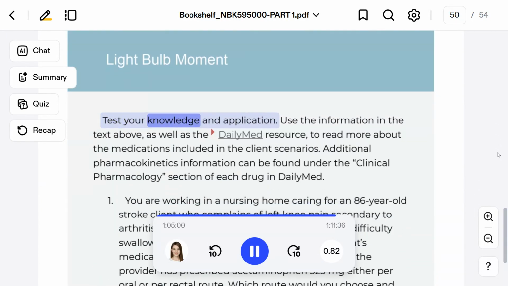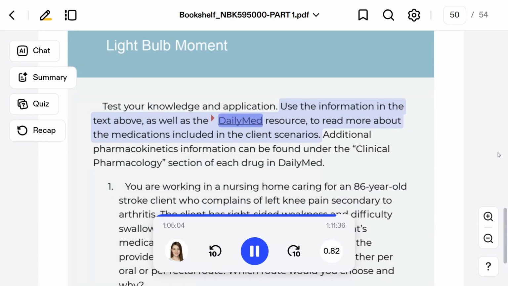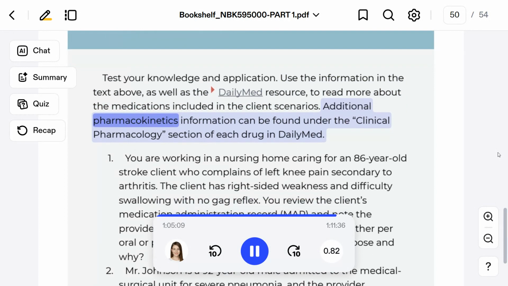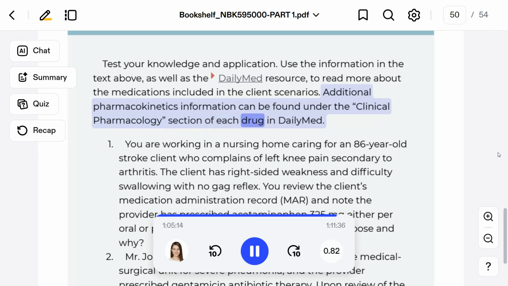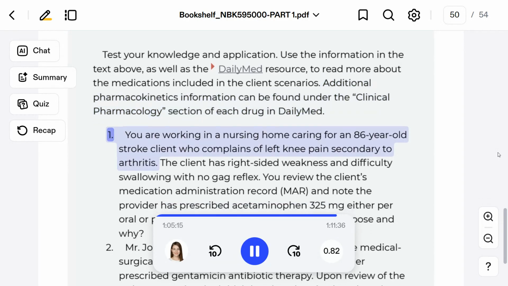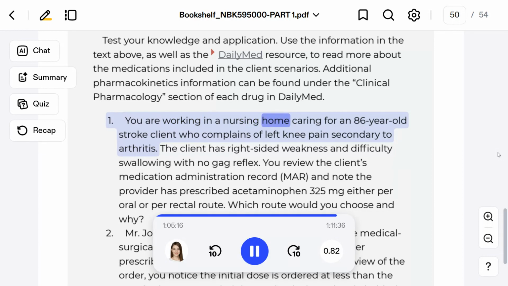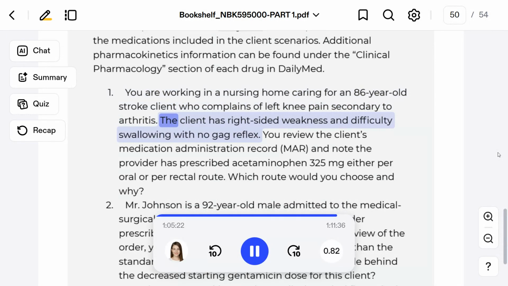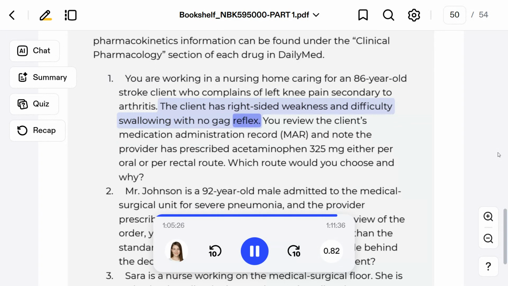Test your knowledge and application. Use the information in the text above, as well as the DailyMed resource, to read more about the medications included in the client scenarios. Additional pharmacokinetics information can be found under the clinical pharmacology section of each drug in DailyMed. 1. You are working in a nursing home caring for an 86-year-old stroke client who complains of left knee pain secondary to arthritis. The client has right-sided weakness and difficulty swallowing with no gag reflex.